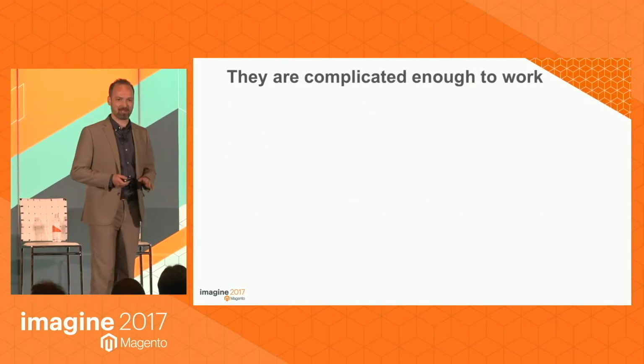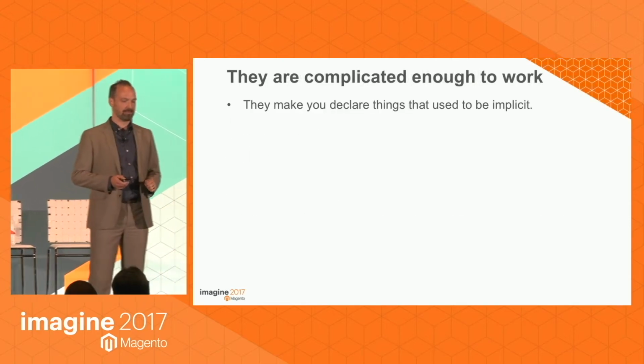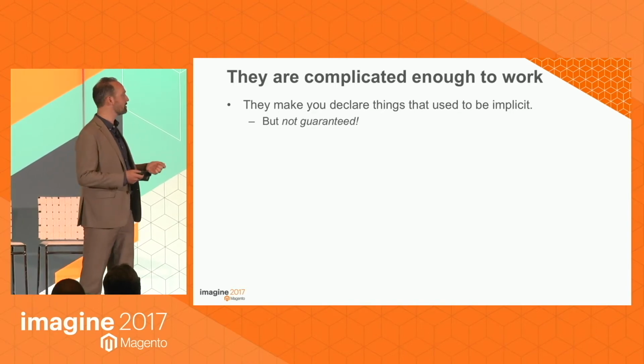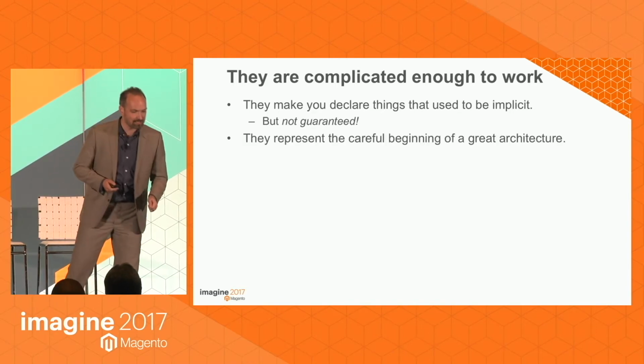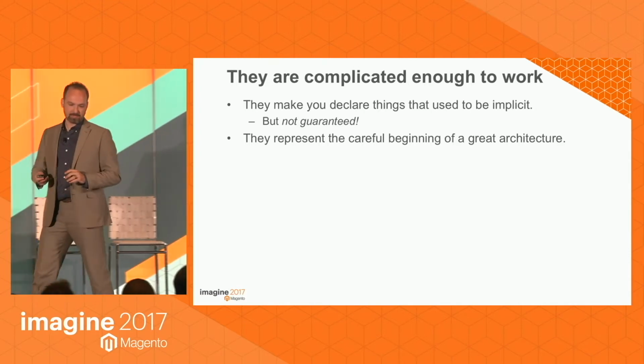See? They're complicated enough to work. They make you declare things that used to be implicit. But those things were never guaranteed. And we'll talk about them. We'll get to them in detail.